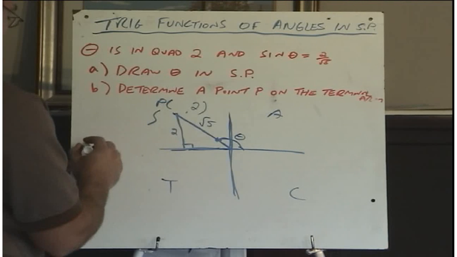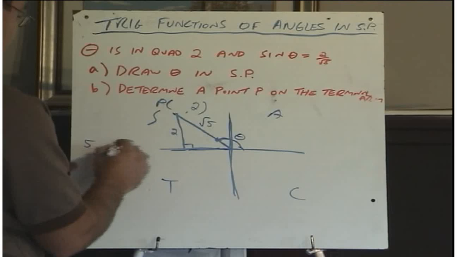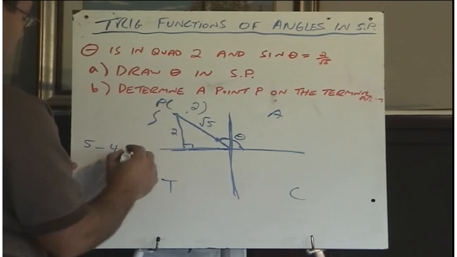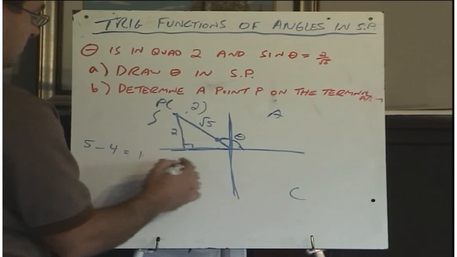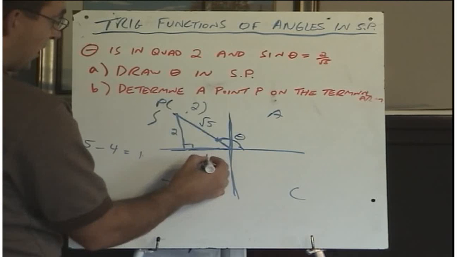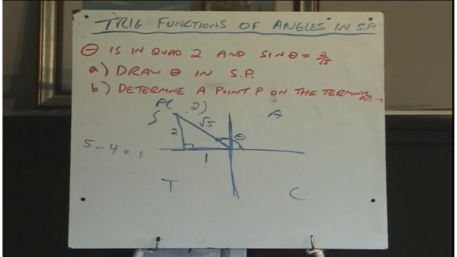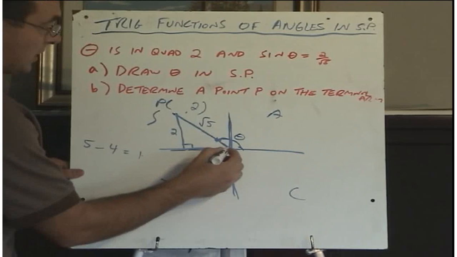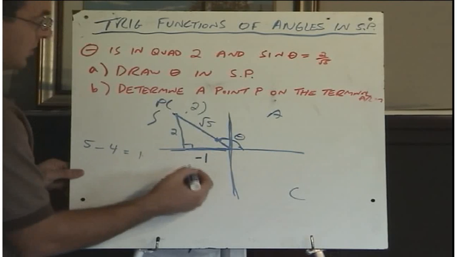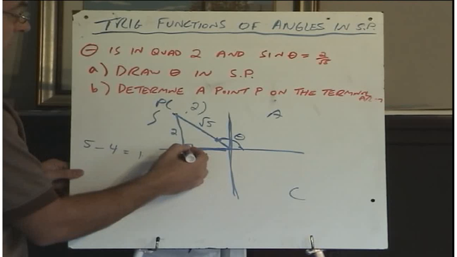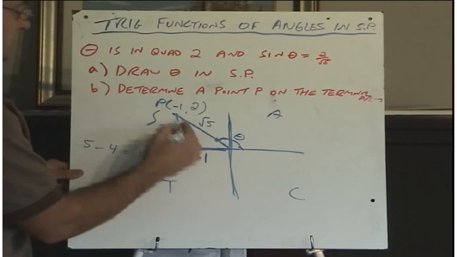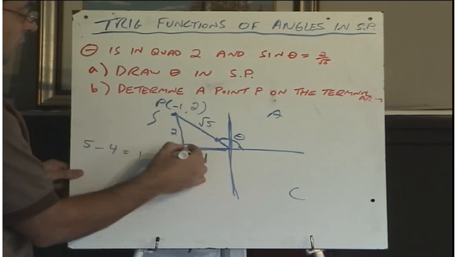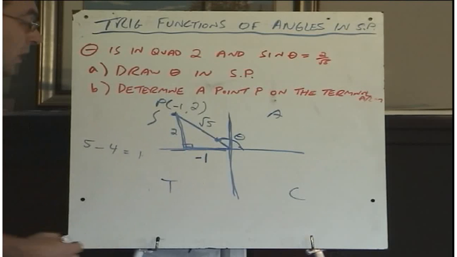So if I square this, that's 5. I square this, that's 4. 5 minus 4 is 1. And if I square root 1, I get that this side of the triangle is 1, but I need to be careful because here I want to accept the negative solution because x is negative on this side of the y-axis. So what is this point here? It would be left 1 up 2. Negative 1, 2.